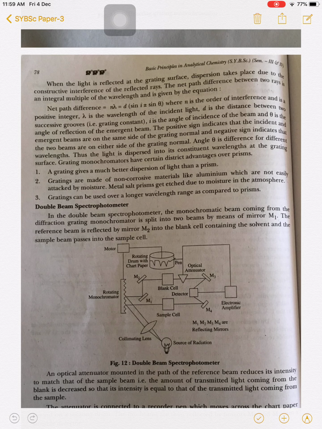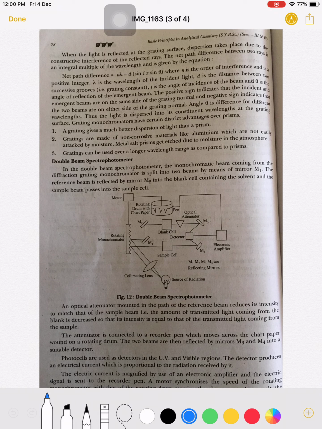So in this diagram the source of radiation is there, and it is incident on a collimating lens, and it comes now here to the rotating monochromator. So M1, M2, there are two mirrors. One light goes to the sample cell and another beam of light, it is a double beam now, therefore the light gets split into two beams. One beam goes through the sample cell and another goes through the blank cell.